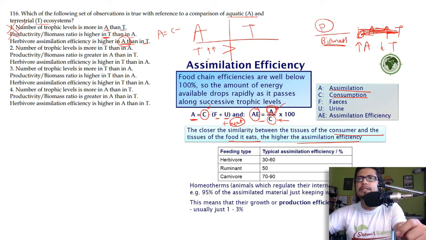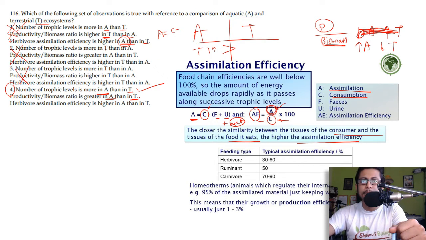So this efficiency, if you think about it, is more in the aquatic environment compared to the terrestrial environment. Because the aquatic ecosystem is more energy efficient, producing a lot of energy and circulating that throughout themselves. It's more effective compared to the terrestrial ecosystem. So these two statements are true, but the other one is false. Number of trophic levels is more in T than A. So this is wrong. It's also wrong. So all the options are wrong.